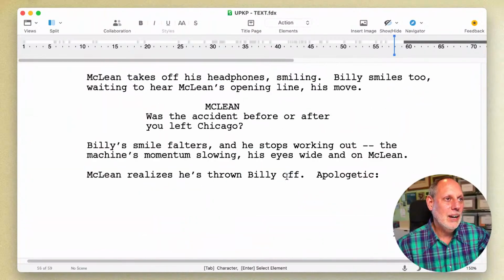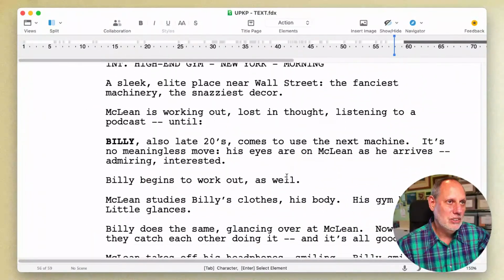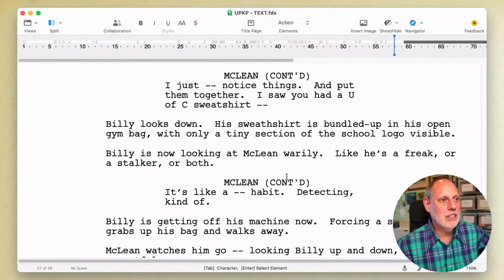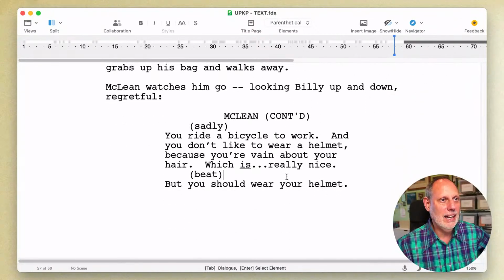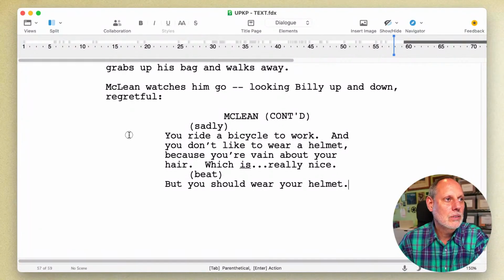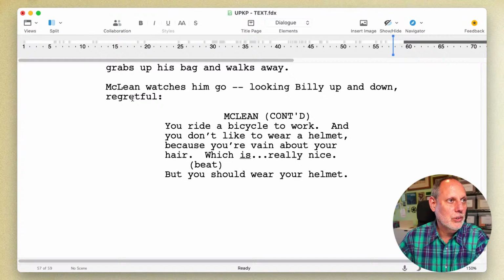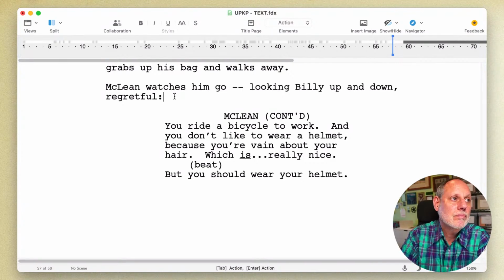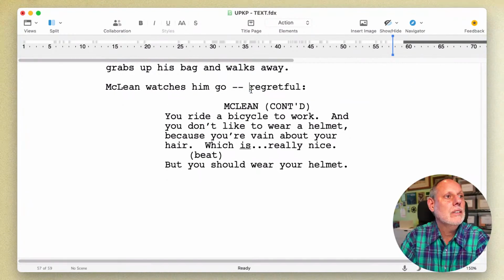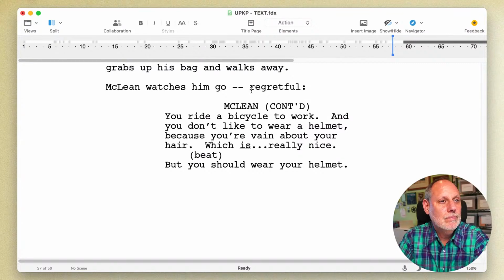So yeah, so now we've got, look at that, we got a whole scene here, and I like it. I know McLean differently than before I wrote this scene. I got a sense of him. That's cool. Don't need sadly because regretful is sad. See, that's a thing. Okay. In fact, don't need the... Okay. Neat. That was good.